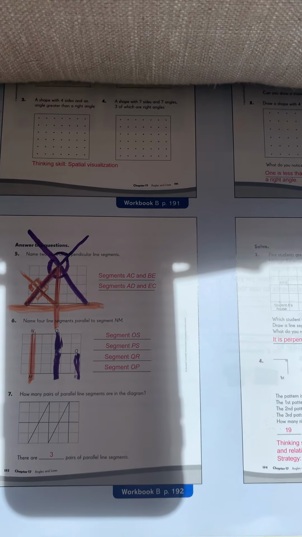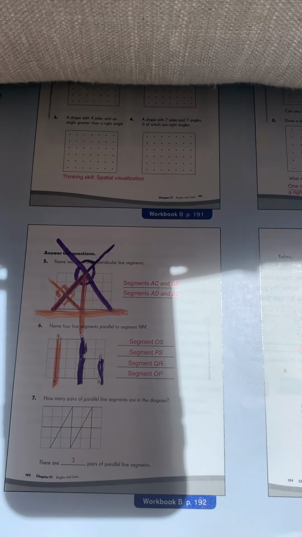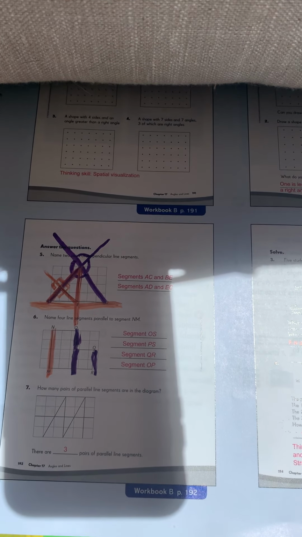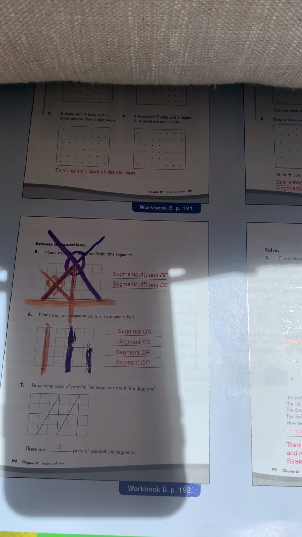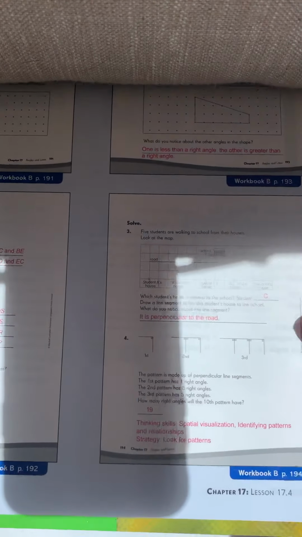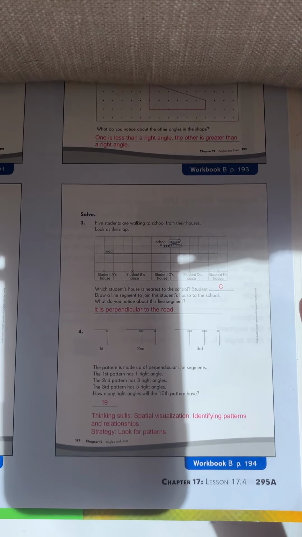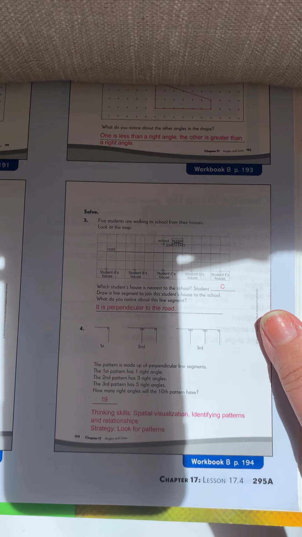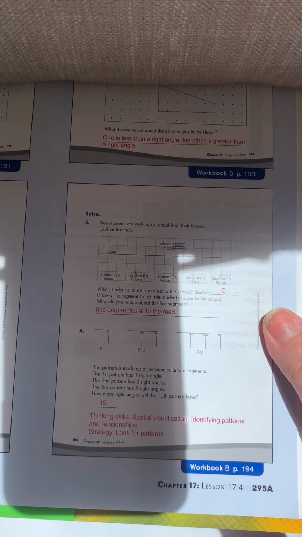Okay, guys, this is what I'd like for you to do today on your own. Go ahead and open up your workbook to page 194. You're going to see a map that says 5 students are walking to school from their houses. Look at the map. I'd like for you to try out this page. Go ahead and pause the video.